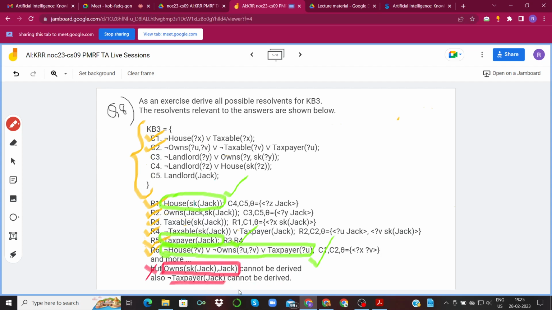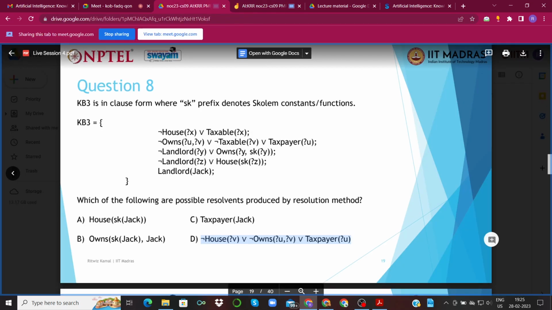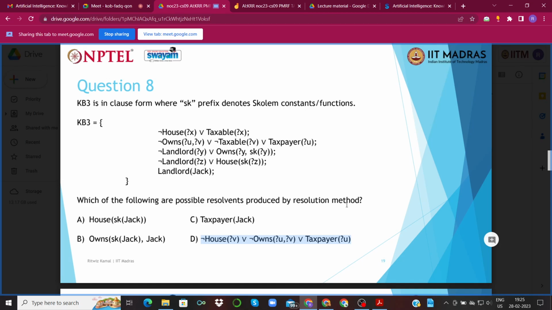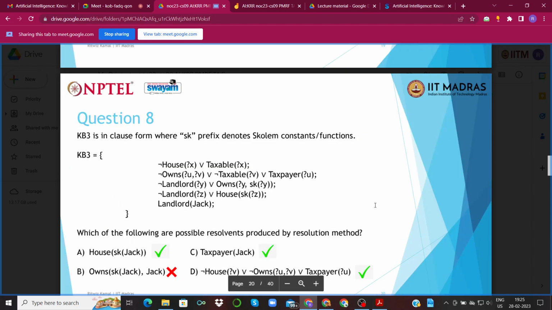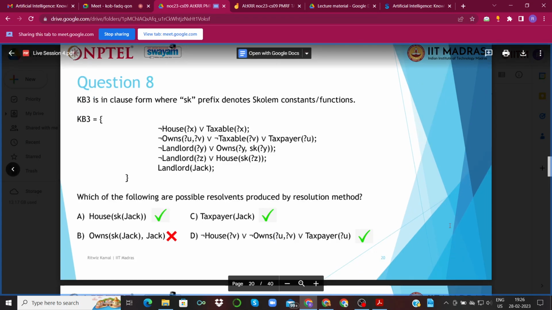Not of taxpayer Jack also can't be derived. I'll let you verify it later on when you have free time. You can verify it yourselves. But for now, we see that we were able to derive options A, C, and D, but not B. So which of the following are possible resolvents produced by a resolution method? The answer would be A, C, and D.